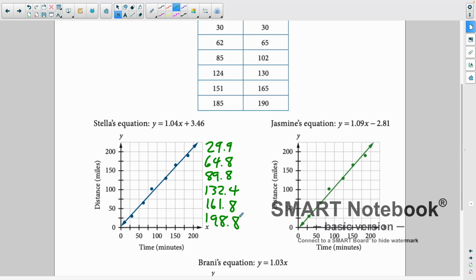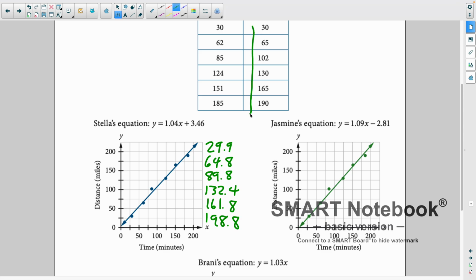And 198.8. Okay. So again, where are these coming from? I'm taking the 30, the 62, the 85, the 124. I'm taking these values, I'm plugging them into x, and this is what I got. Okay. These are my predicted values. I want to compare my predicted values versus the actual amounts over here.